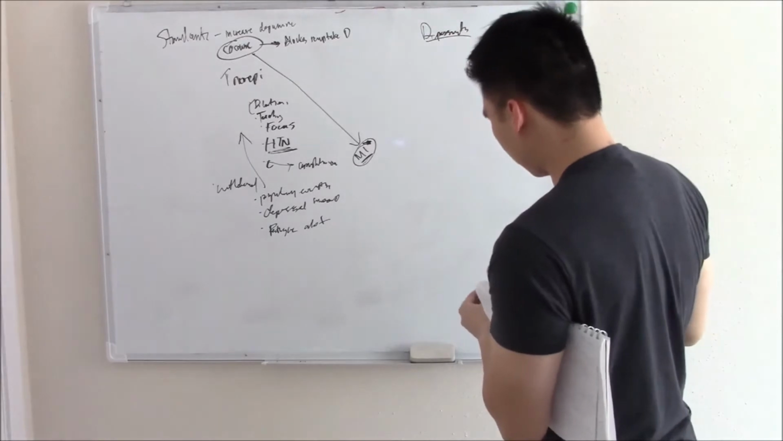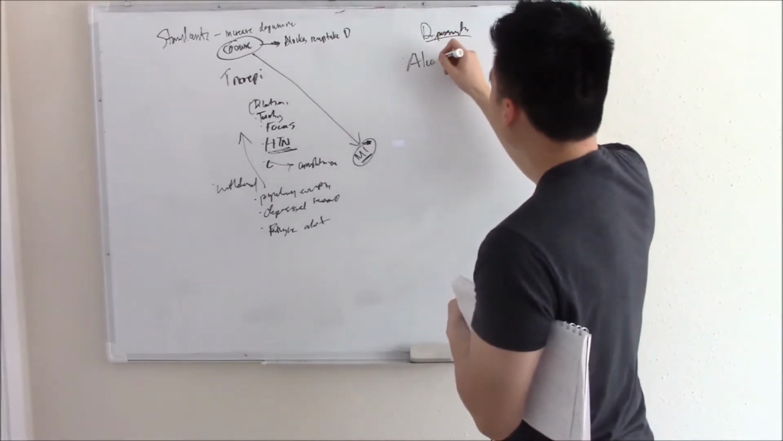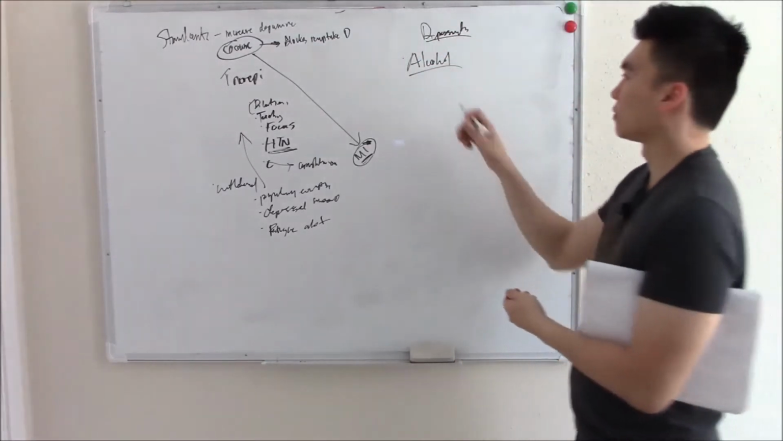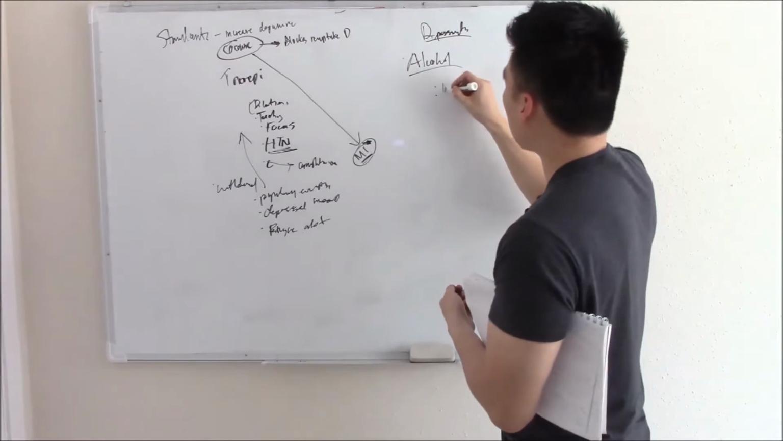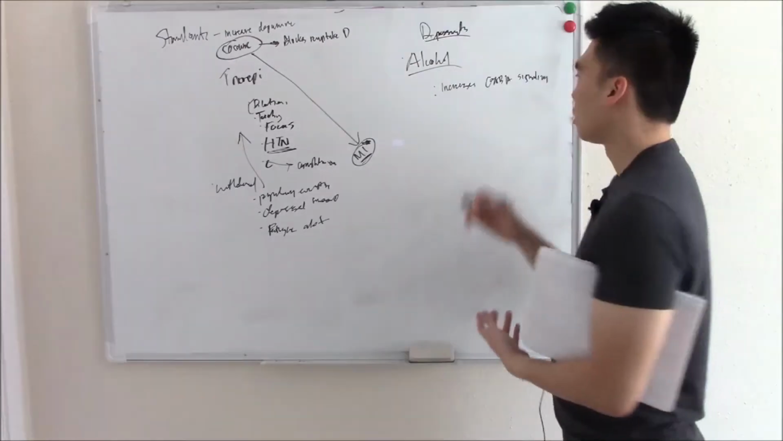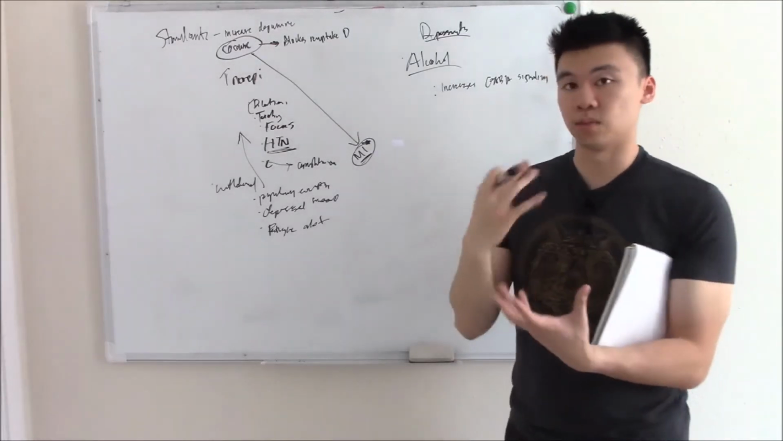And if coffee was a BFF of med students, then this will be a close second. Alcohol. Alcohol increases GABA signaling. Recall, GABA is our inhibitory neurotransmitter, so when you have increased GABA, you're going to have increased inhibitory transmission.